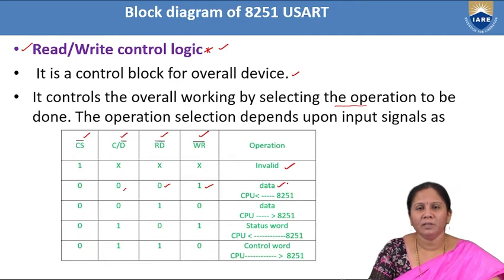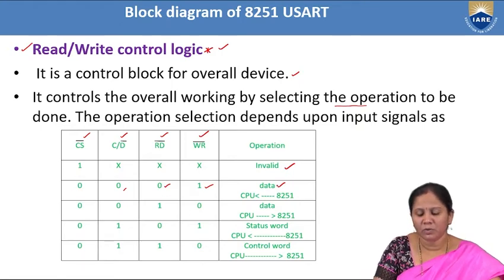We have seen that the 8086 microprocessor and 8251 USART communicate with each other, and the information transmitted may be control signals, data or status information. If it is this combination, the data will be transmitted from 8251 to the CPU, that is from 8251 to the 8086 microprocessor.